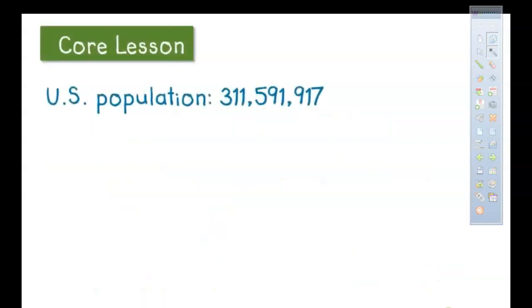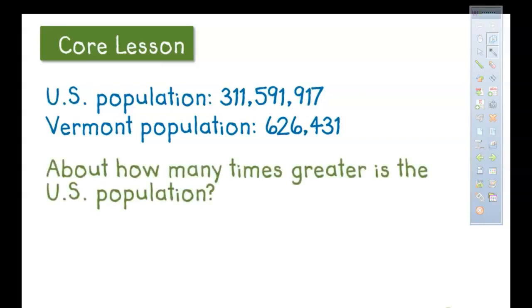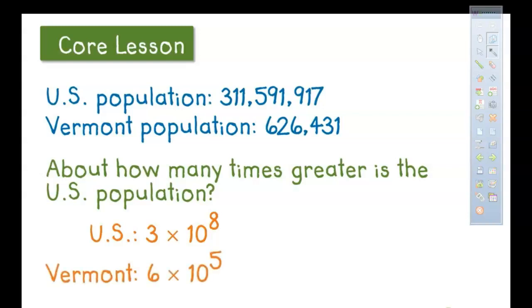One more example. Here's the U.S. population again, and here's the population of just one state in the United States, the state of Vermont. About how many times greater is the U.S. than just Vermont? Again, estimate using whole numbers, so 3 times 10 to the 8th. And then Vermont would be 6 times 10 to the 5th.